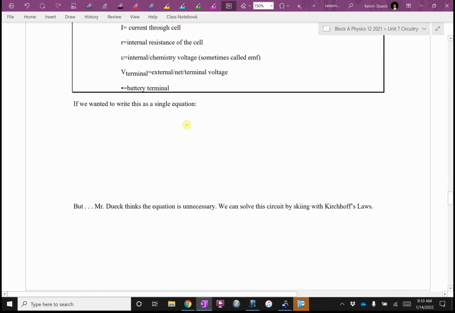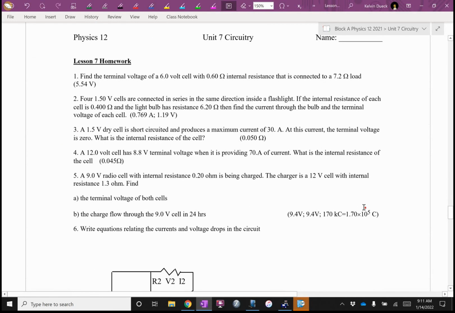Okay. If we wanted to write this as a single equation, I guess you could say this: the terminal voltage is what's printed on the side of the battery plus or minus, depending on whether you're charging or discharging the battery, I times R. This is what they used to give people on the formula sheet, and it always kind of bothered me because this is the first time they've given them a redundant formula that they don't need. You can solve it with Kirchhoff's laws, I think. Is that all right? There you go.